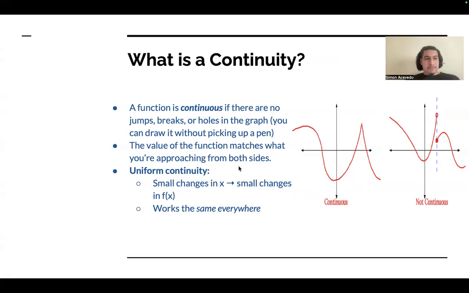And there's a special case of uniform continuity, which will be in the proof, which basically means small changes in x imply small changes in f of x, meaning it behaves nicely. It's uniformly continuous throughout, right? There's no wild behavior, and this works the same everywhere.